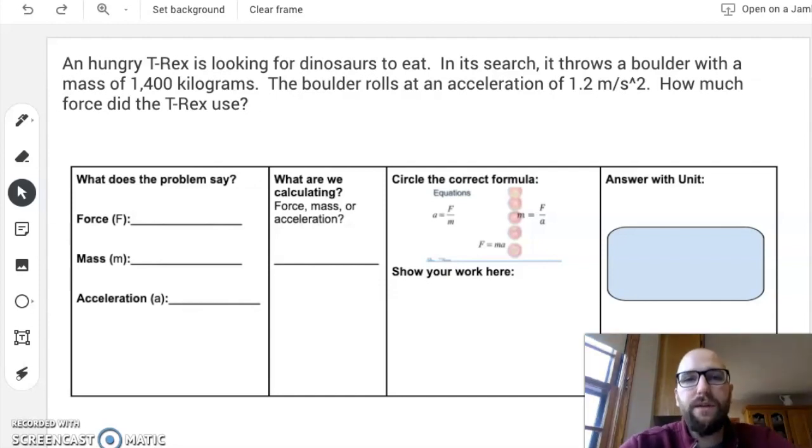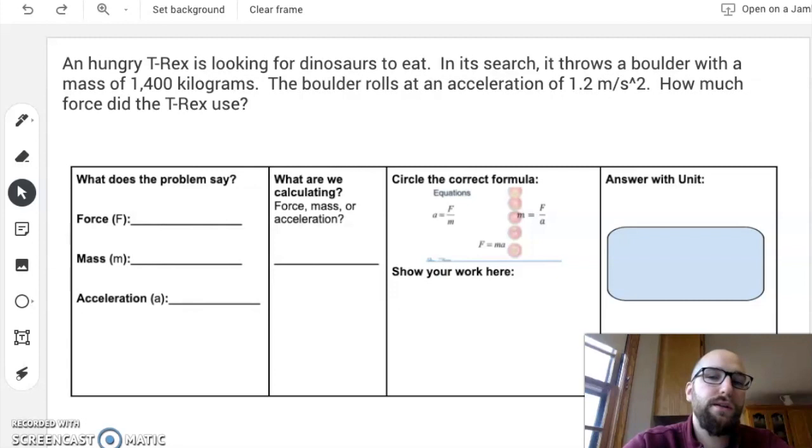Okay, we're going to start out today talking about a problem with the T-Rex. We have a hungry T-Rex looking for dinosaurs to eat. In his search, he throws a boulder with a mass of 1,400 kilograms. The boulder rolls at an acceleration of 1.2 meters per second squared. How much force did the T-Rex use?